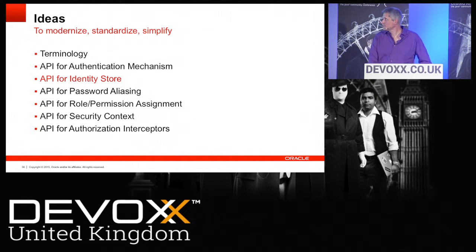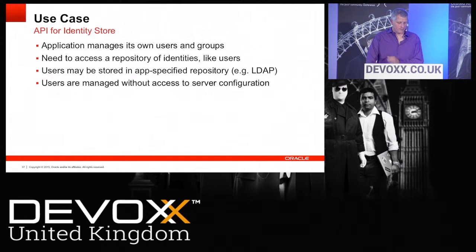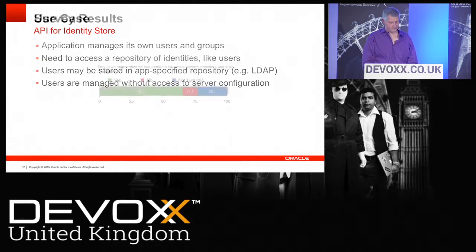Next, I'm going to talk about the identity store. Again, this is the case where the application would be managing their own users and groups. You need access to repositories of identities, like users. This is typically the case where your app has a database or an LDAP someplace with all your users, and you want to be able to access those users in a standard way in your authentication. And again, you want to do this without any type of server-specific configuration.